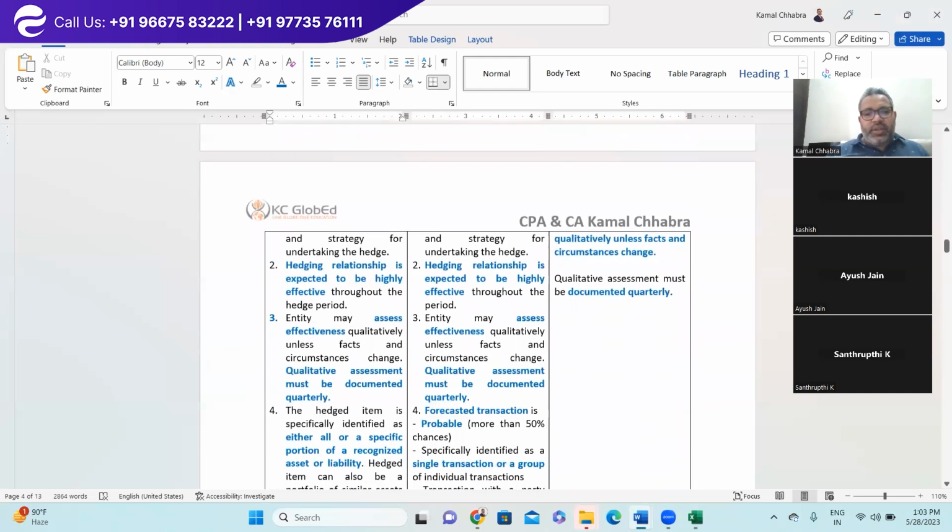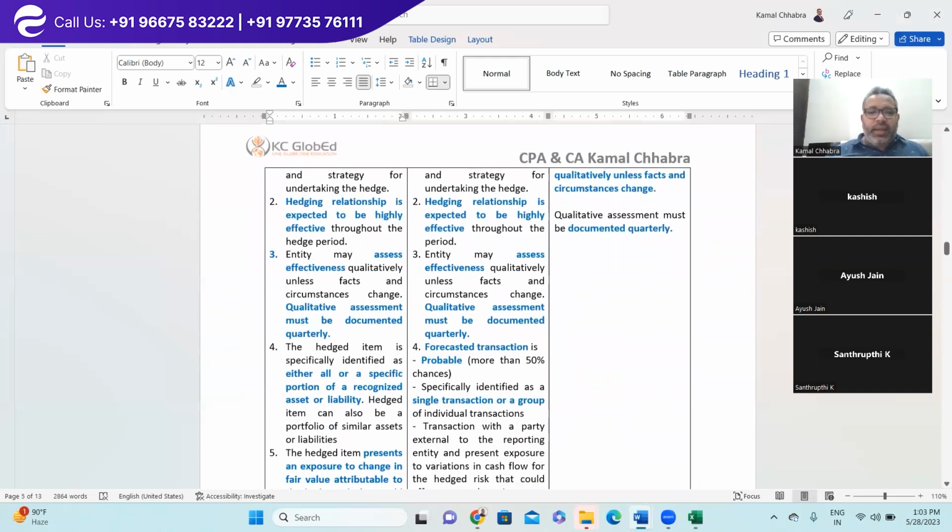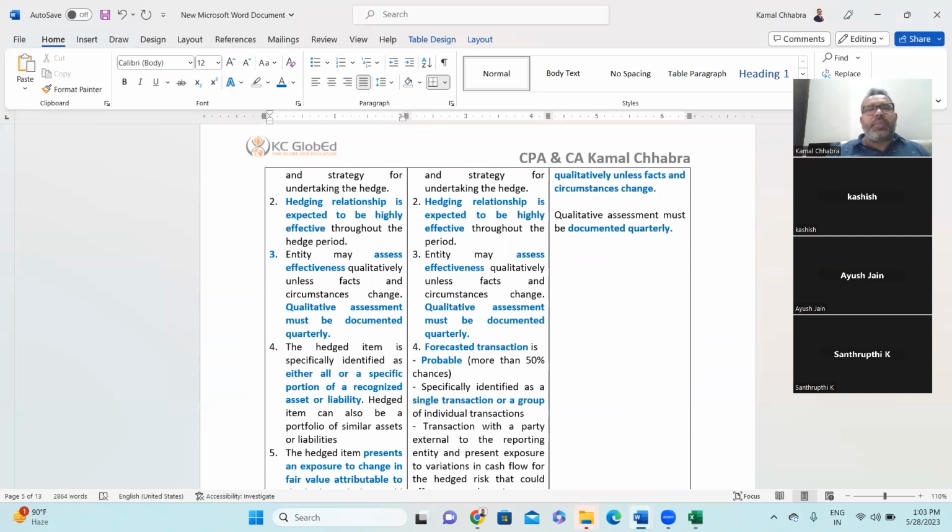Second thing is the hedging relationship is expected to be highly effective throughout the hedge period. What is the hedging relationship? That means the gold, for example, like we were discussing, 100 grams of gold, which you are planning to sell after 90 days, and for that you enter into a hedge transaction. It should not be that you have sold the gold in between the 90 days. That relationship between the hedging and the actual underlying asset or liability must be maintained. Make sense? Yes, sir.